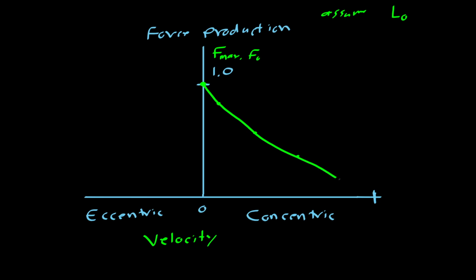And eventually there's a point at which the muscle is moving so fast that it cannot actually produce any active force. This has a special name. It's the maximum contractile velocity, or maximum shortening velocity. And I think we denoted that as V max.